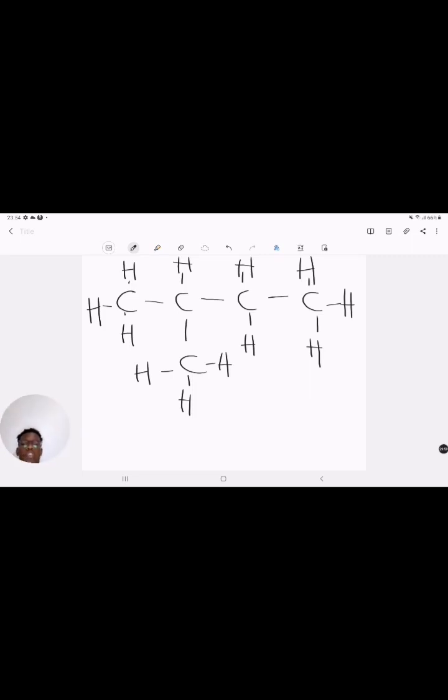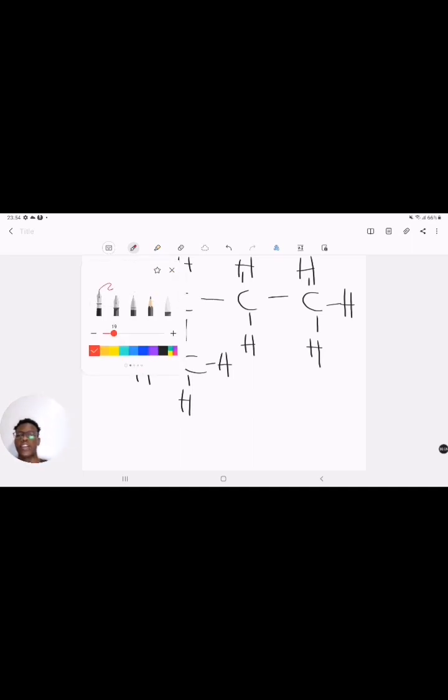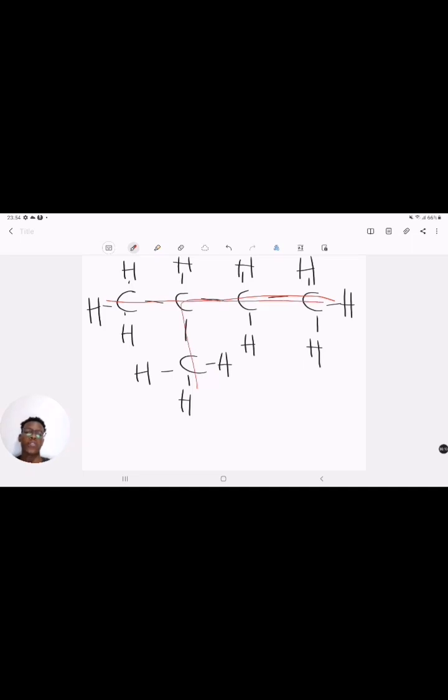Now, how do you name this compound? First step, identify your longest chain. Your longest chain is the longest length you can go where your carbon atoms are connected. I've got 1, 2, 3, 4 here. I can also have 1, 2, 3, 4 here. So it doesn't matter which one you choose as long as the chain is long, right? What I'm going to do is choose this chain here, and I'm going to number it from left to right and right to left.